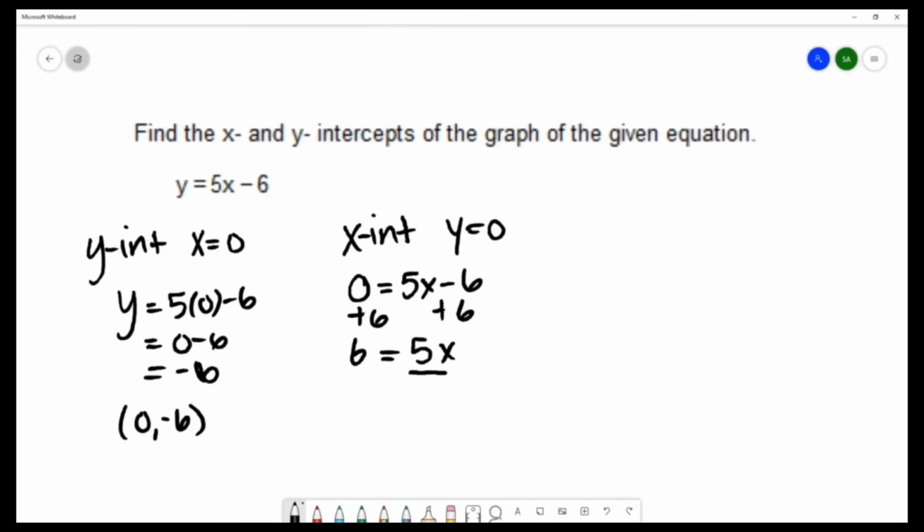And then to continue solving for x, I would divide by 5 on both sides, and that gives me x equals 6/5. So the x-intercept would be the ordered pair 6/5, 0.